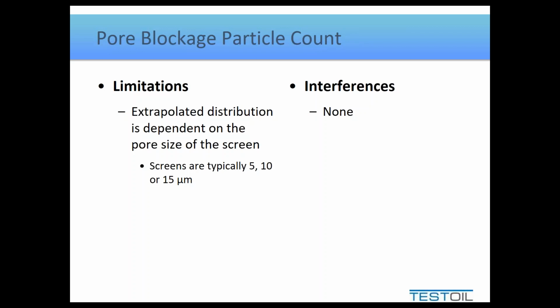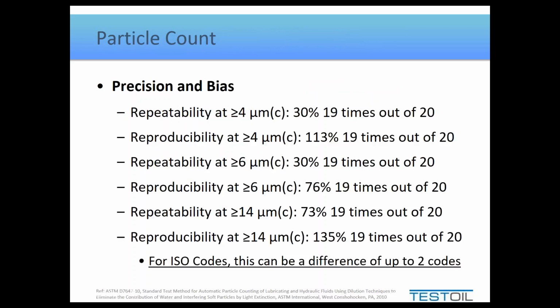Optical is just more commonly performed in some commercial labs and certainly with on-site or portable testers. Now, regarding the precision and bias of this method, the data that's published here is based on the optical particle counting, and this is the ASTM method for it. And as you can see, it gives you repeatability and reproducibility data at 4, 6, and 14 microns.